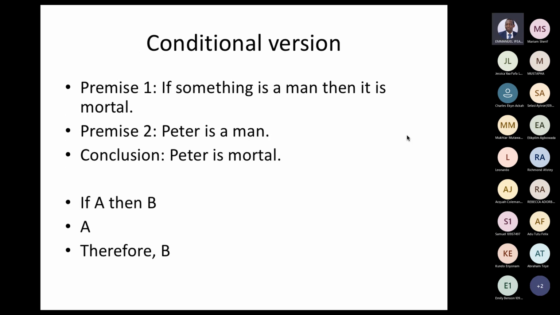Now let's look at the conditional version. If something is a man, then it is mortal. Peter is a man, therefore Peter is mortal. If A, then B. X is an A, therefore X is a B. Or you can remove the X. If A, then B. A, therefore B.